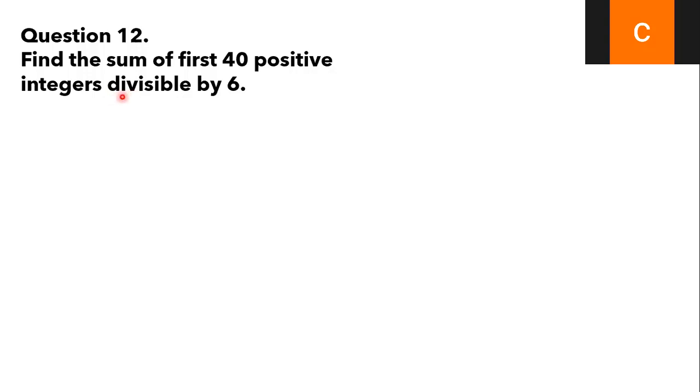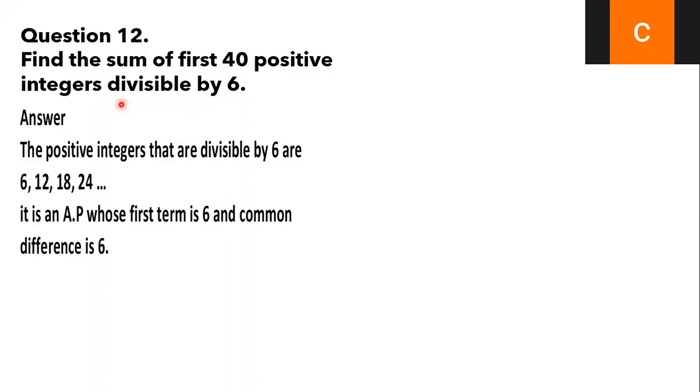They're asking us to find the sum of the first 40 positive integers. So we need to find S40. Apply the equation. A value 6, D value 6, and N value 40. Apply the formula for the sum of the first N terms, the sum of 40 terms, children, and tell me the answer.